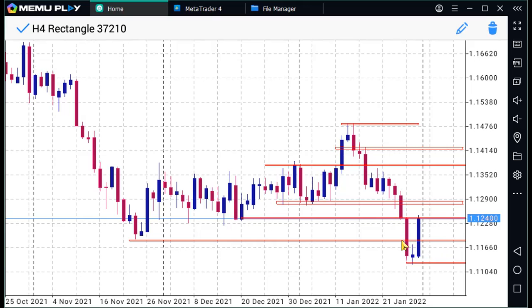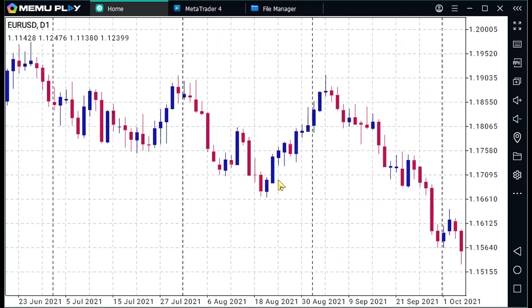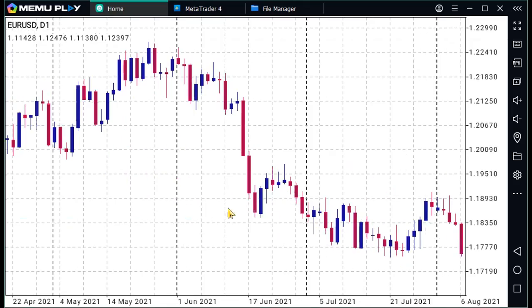So we call this, we had a breakout and we had price coming back to the support. We had a correction back to the support with a buy. So those are things we look at. So let's look at resistance.